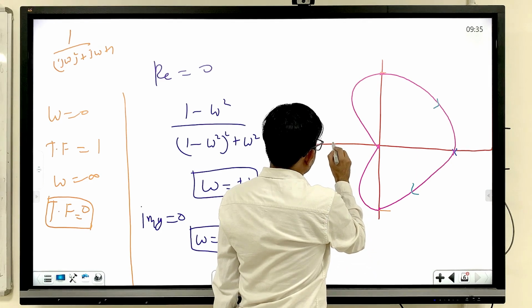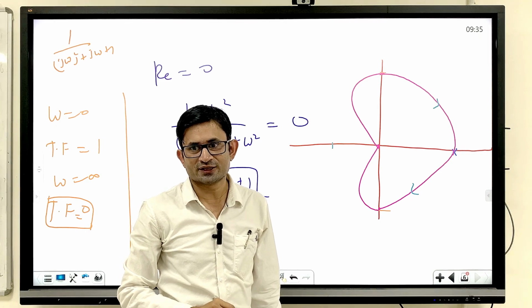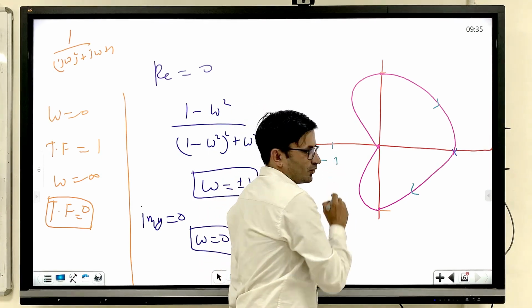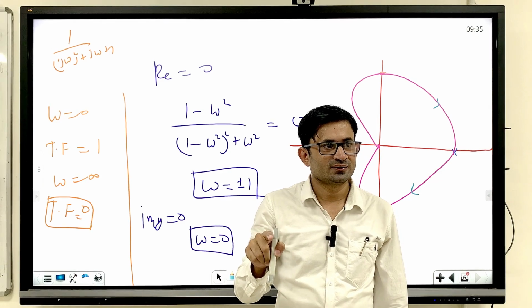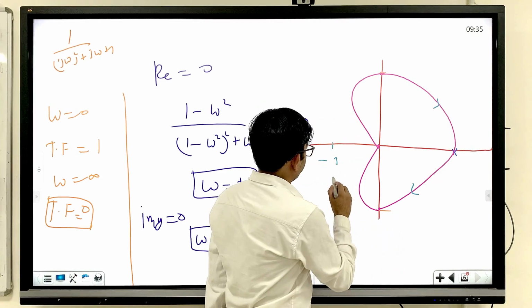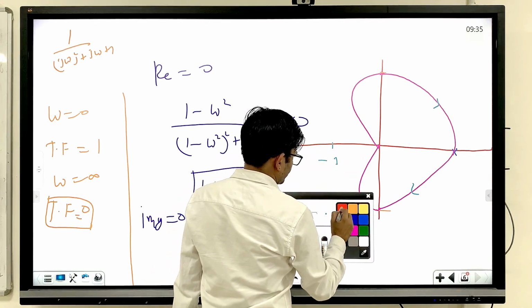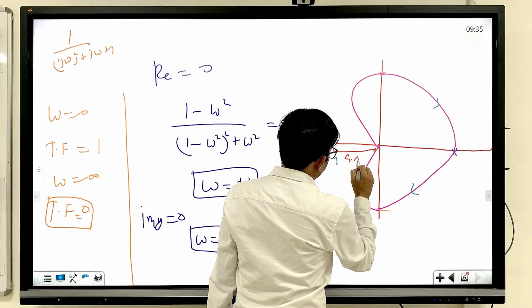And what is this point? This point is -1. You should not cross this point. 1 plus GH equal to 0, so GH equal to what? -1. So what is from this -1 to this origin? What is this? Gain margin.